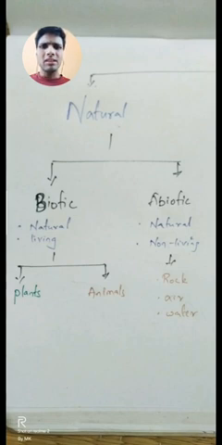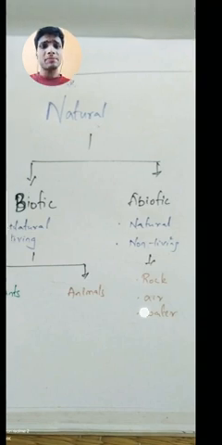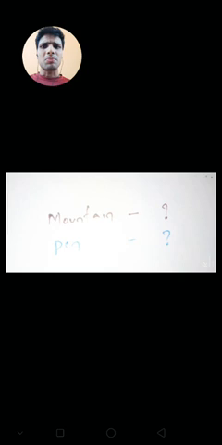So these are the different things about the natural environment. Let us have a small example of this again. We have two things, one is a mountain and one is a pen, and let us see whether they are biotic or abiotic. First, when we talk about the mountain, is it natural or not? Yes, it's a natural thing.